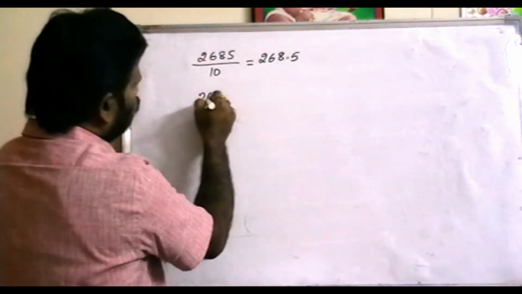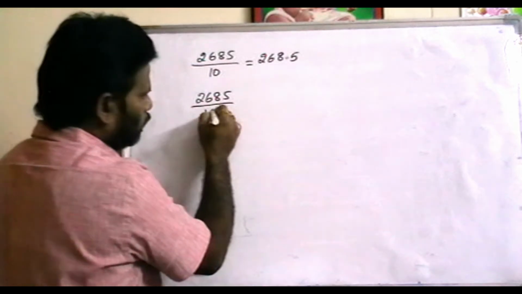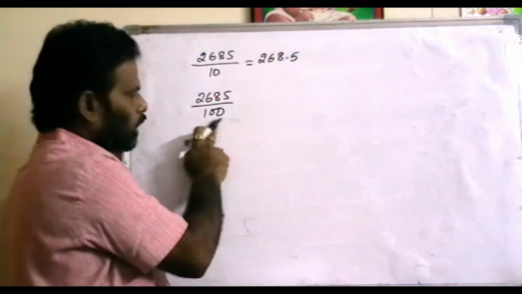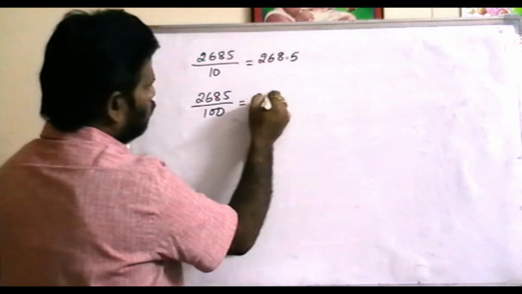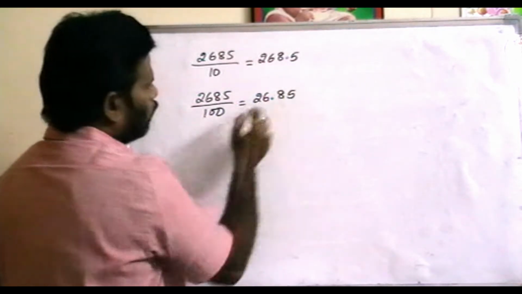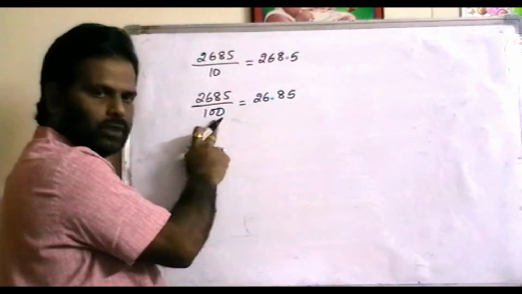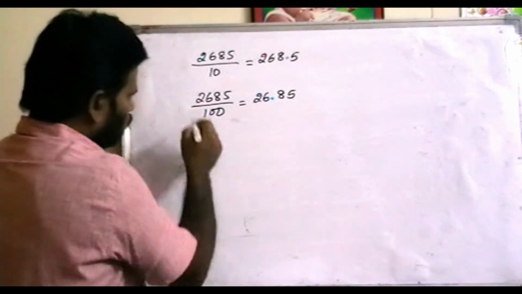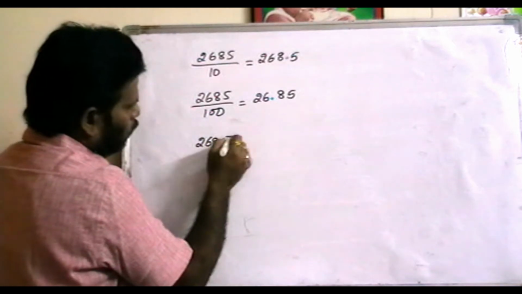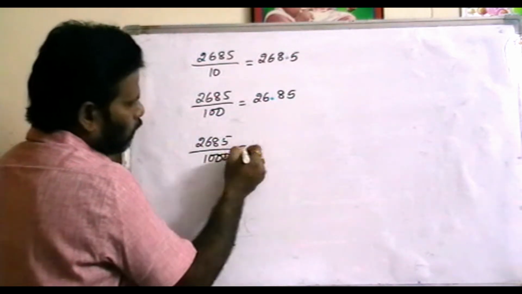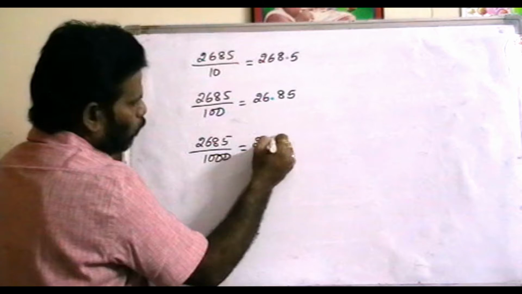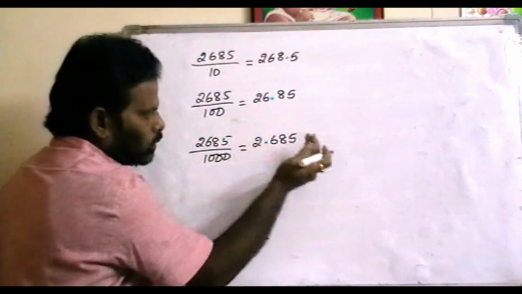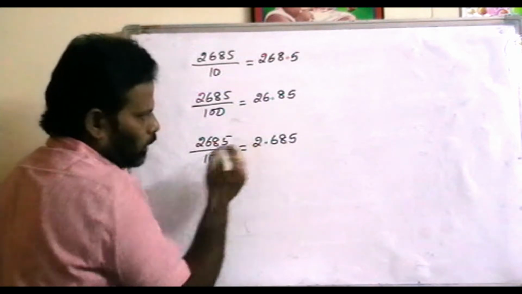Suppose the same 2685 by 100. Here the denominator is also a round figure, but there are two zeros. So we can write 26.85. Why? Because in the denominator there are two zeros, so after two digits we can keep the point. Suppose 2685 by 1000. Now we can write 2.685, because in the denominator three zeros are there. So after three digits we can keep the point.